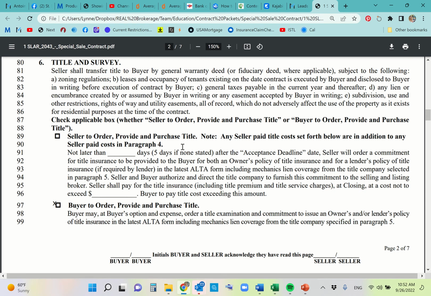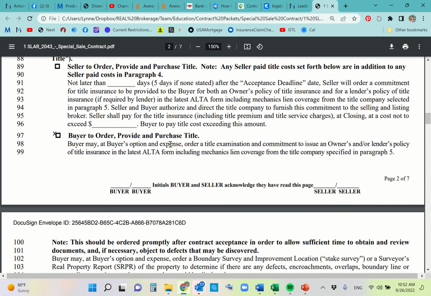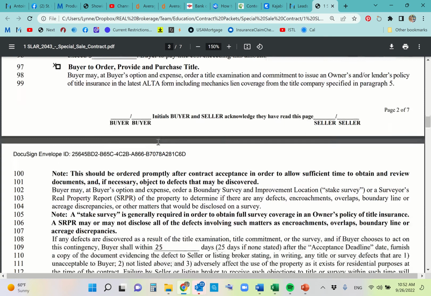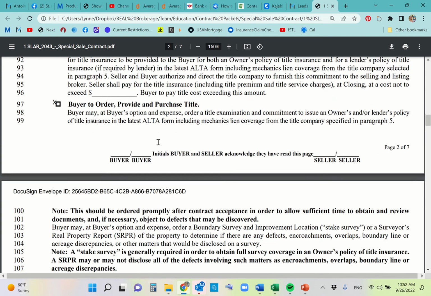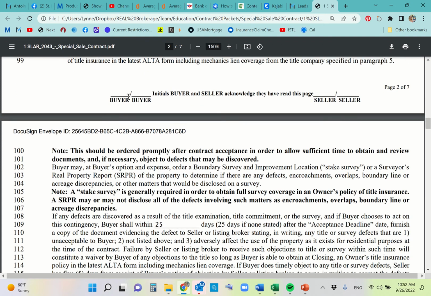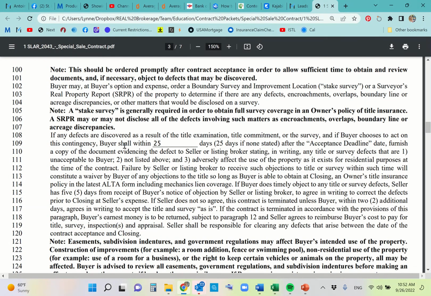Okay, so title and survey is somewhat kind of a routine section. Typically, the buyer is the one that's going to order and purchase title. Buyers choose to do this for themselves with their own title company rather than have the seller do that for them. Again, I should have mentioned this, but your buyer is initialing every single page here, so I should have mentioned that before.